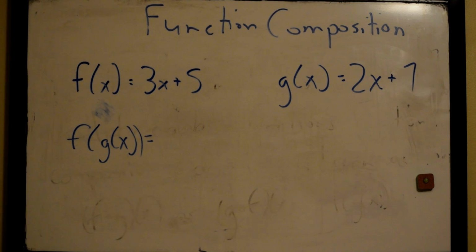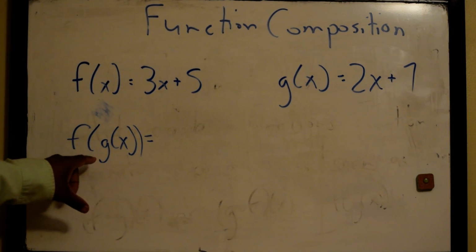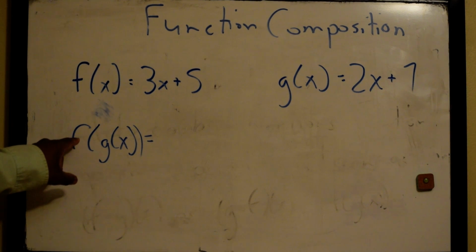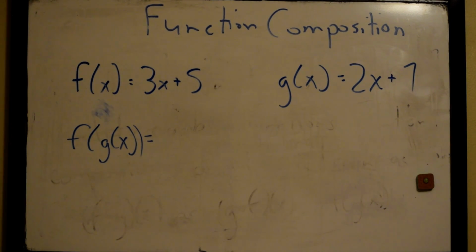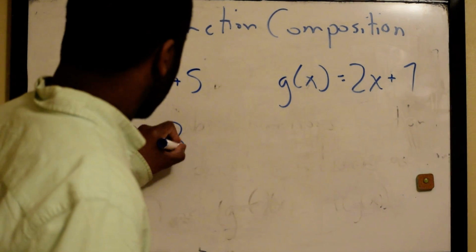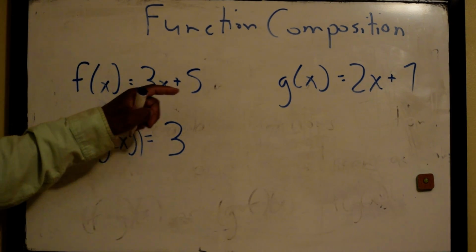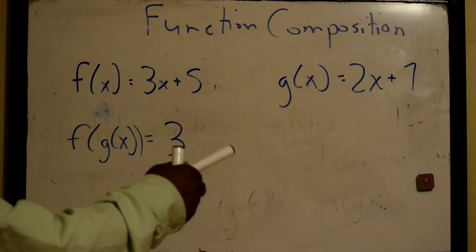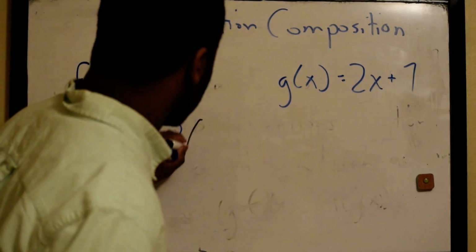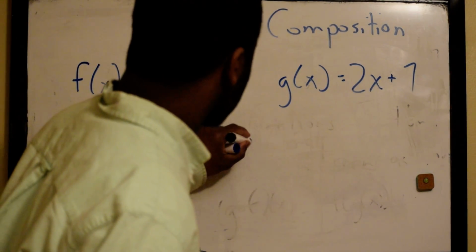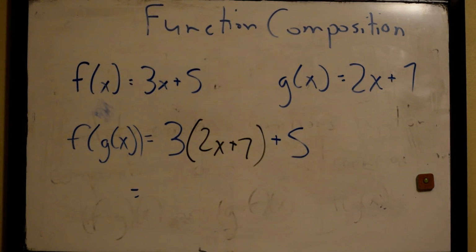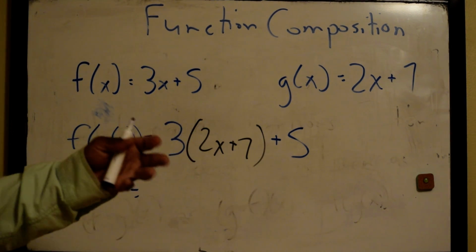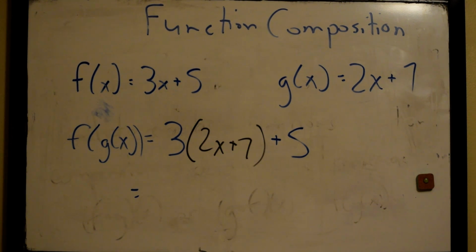So this is what we have: f of g of x. Our first letter is f, so that means we're going to start with our f function. So we're going to write 3, but instead of x, we put our entire g of x function in. I'm going to write it in a different color. So that is 3 times 2x plus 7, plus 5. I just wrote it in a different color so it'll stand out a little. Hopefully the color will show up.